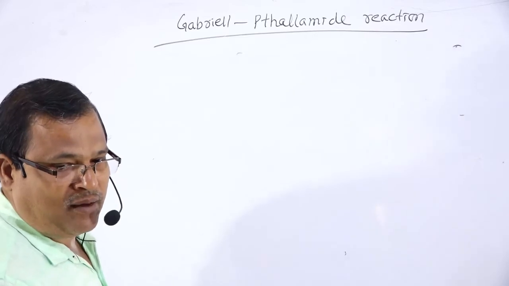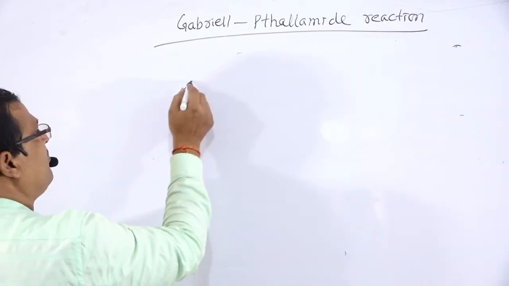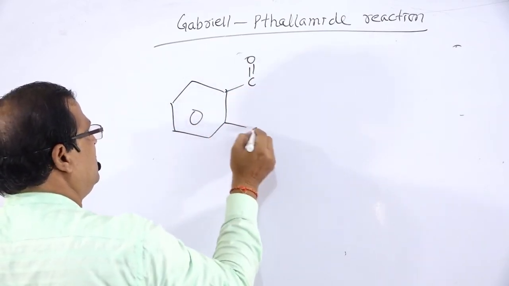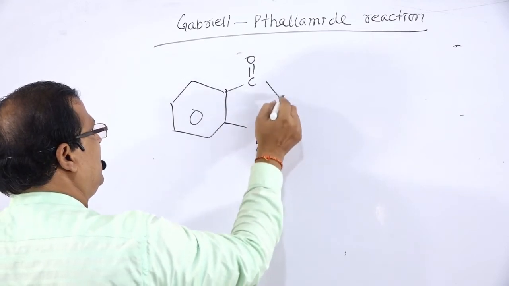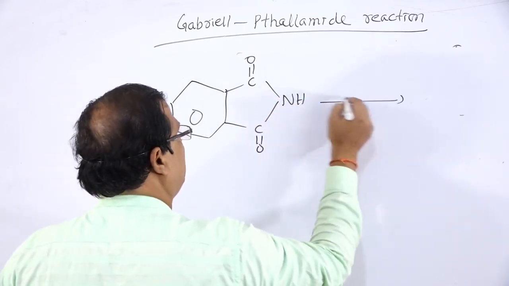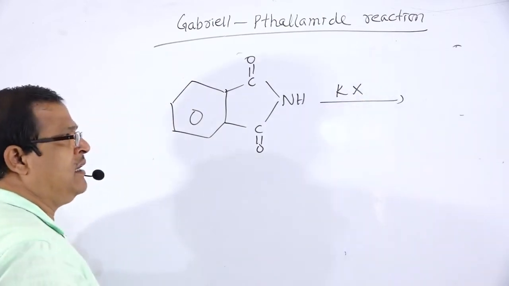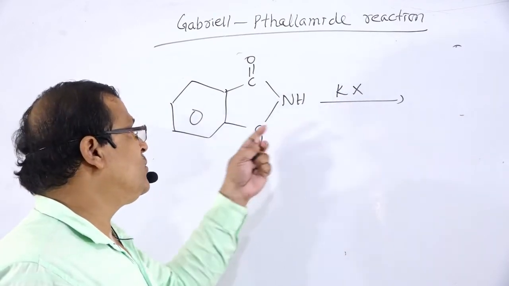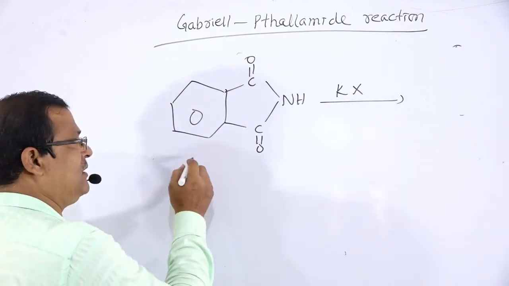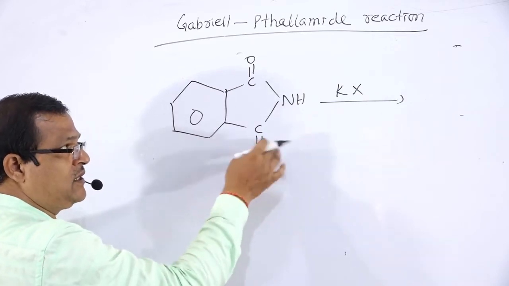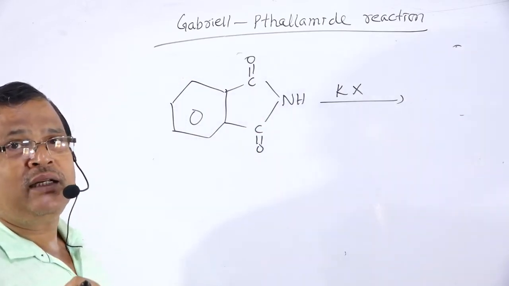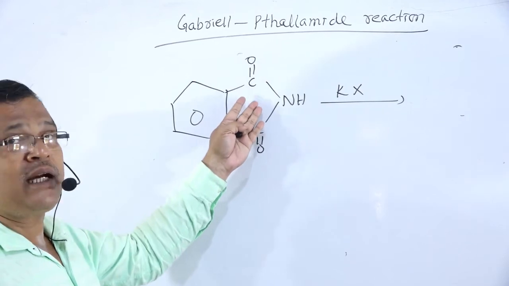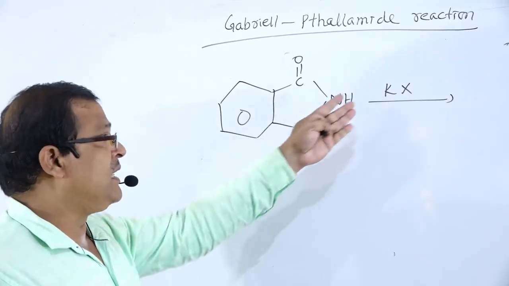Whenever phthalimide, with C=O and NH, is treated with KX, that is KCl, KBr, KI, etc. This is phthalimide. How phthalimide or phthalic anhydride is obtained was explained before; that is not included in this reaction. We only have to start from this one. Phthalimide reacts with KX.